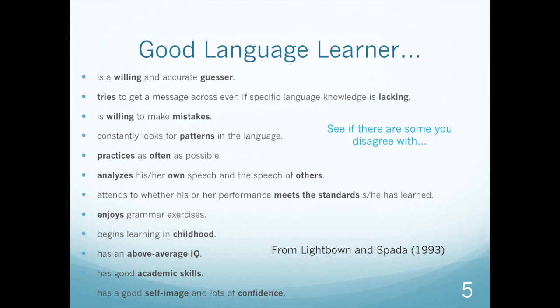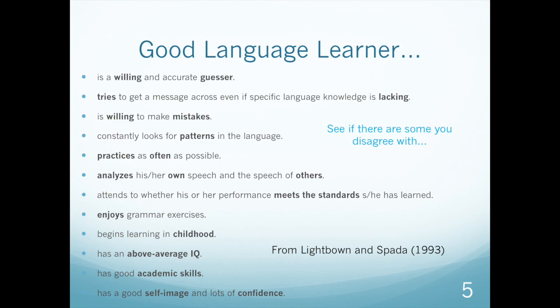Attends to whether his or her performance meets the standards she or he has learned, enjoys grammar exercises, begins learning early in childhood. So here we have something related to age, which is not something they can control. Has an above average IQ, and we will come to the notion of intelligence and IQ later on, and has good academic skills, and finally has a good self-image and lots of confidence.